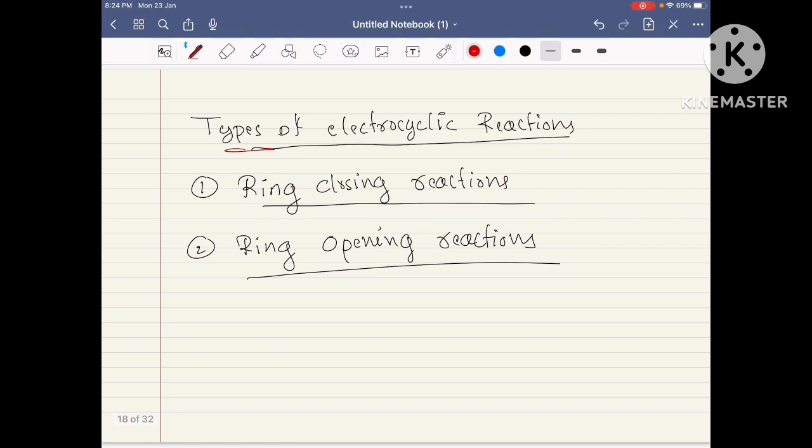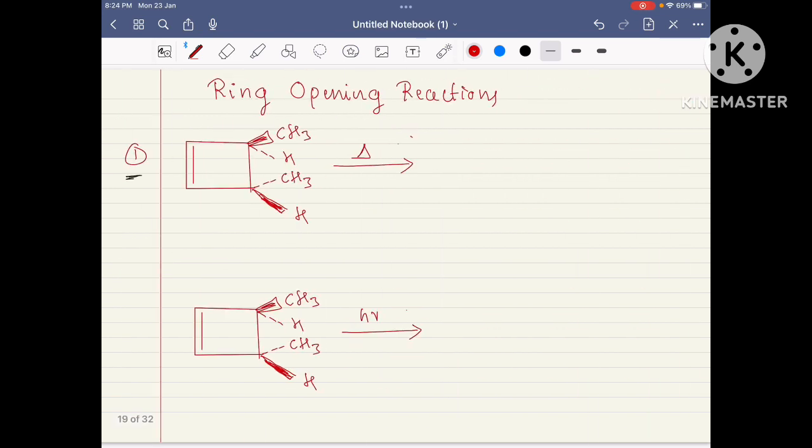Types of pericyclic reaction: the first one is the ring closing reaction and the second one is the ring opening reaction. In our last classes we have seen the ring closing reaction. Today we will study the ring opening reaction. Consider this example.